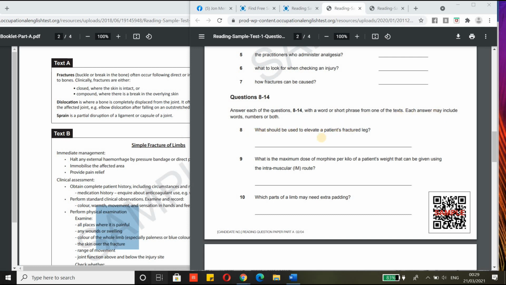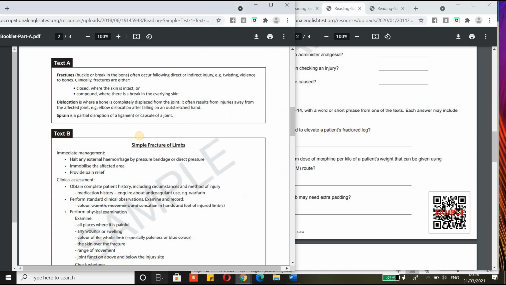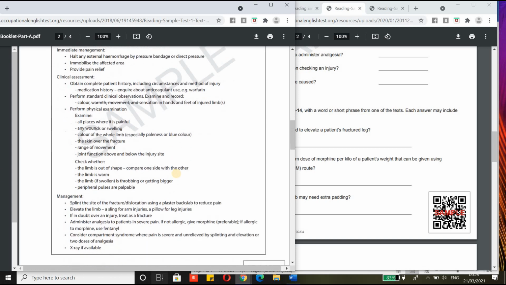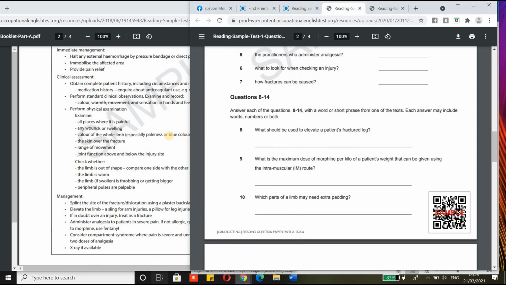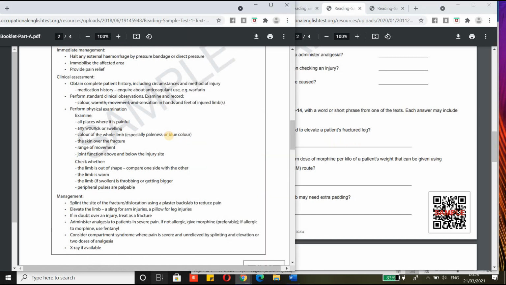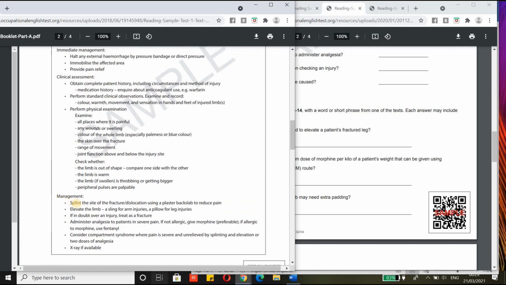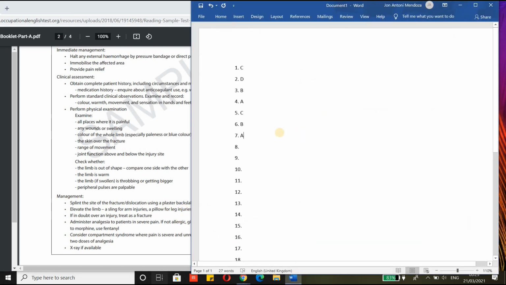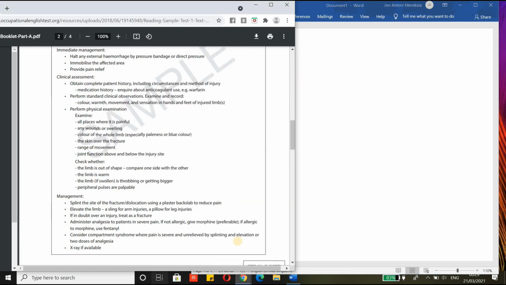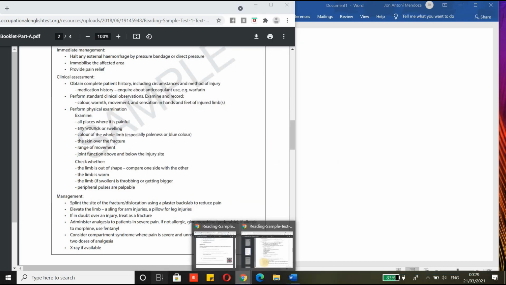What should be used to elevate a patient's fractured leg? Elevate here. Leg injuries. Pillow. A pillow. And then number 9.